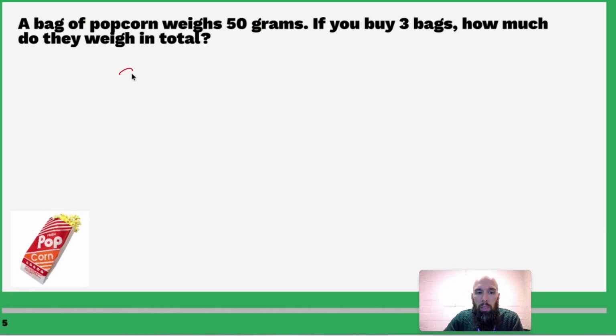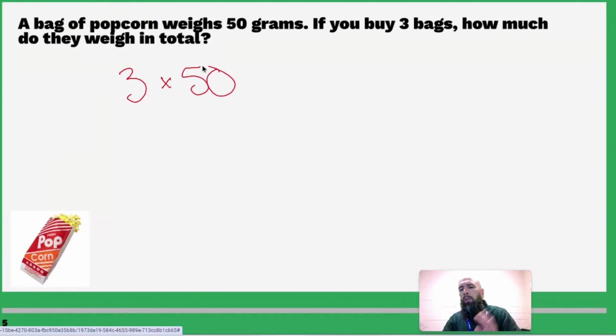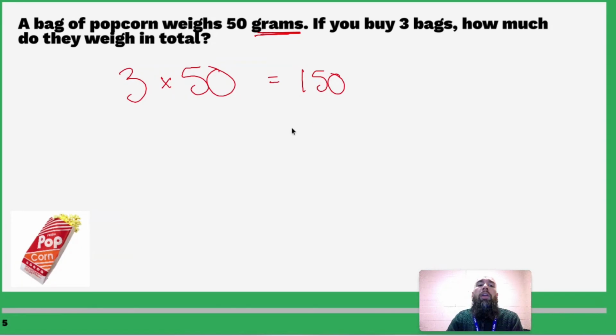So you have 3 times 50. Now, if you're like, whoa, whoa, whoa, you put that out of order, the order doesn't really matter when you multiply. I just want to word this as I have 3 groups of 50 grams. 3 times 50. Okay, 3 times 50 is 150. So when it asks us how much do they weigh in total, well, if each bag weighs 50 grams, then 3 times 50 is going to be 150 grams.